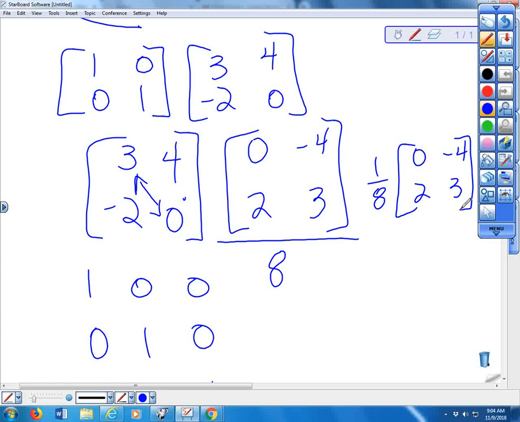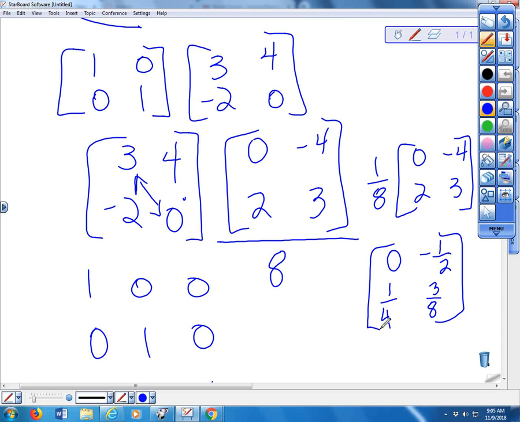Right? 1/8 times 0 is 0. 1/8 times negative 4 is negative 1/2. 1/8 times 2 is 1/4. And 1/8 times 3 is 3/8. Okay, so let me go through that one more time.